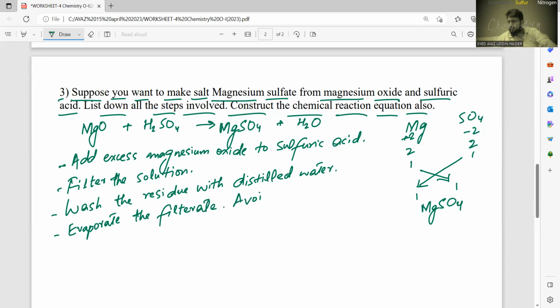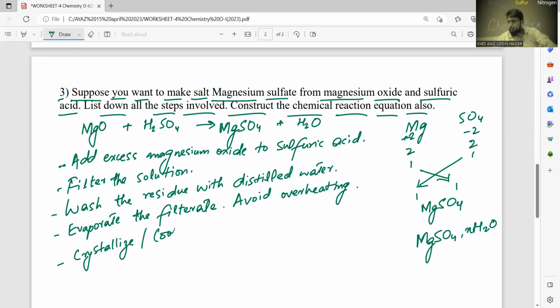Avoid overheating, because usually during the reaction of metal oxide and acid, we get water of crystallization. Water of crystallization means when water is a part of the salt. So you may have MgSO4.XH2O as the final salt. So in the end, you will write crystallize or cool.